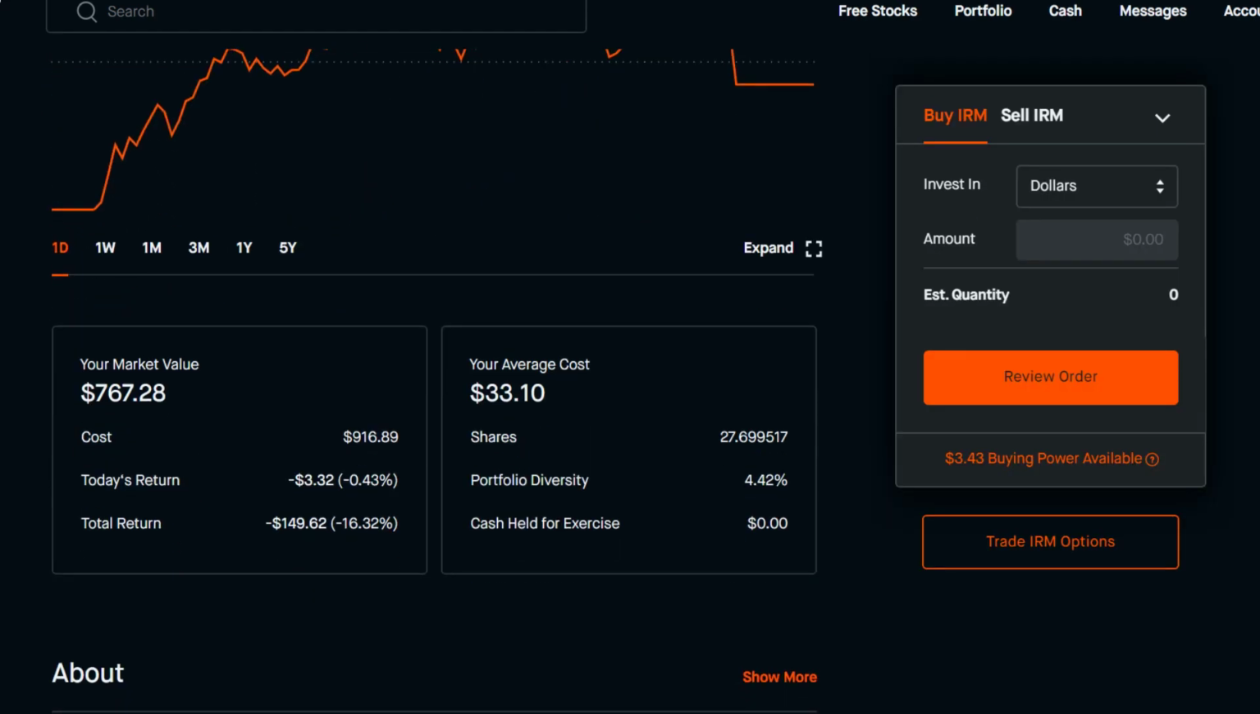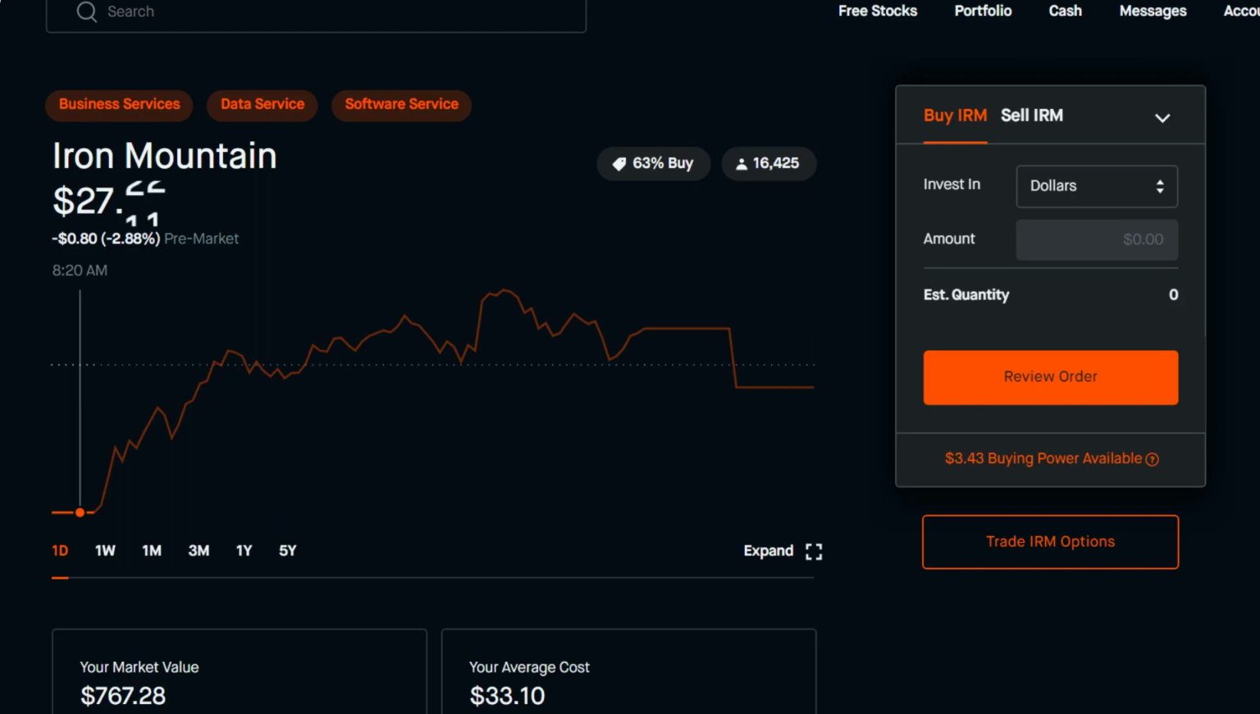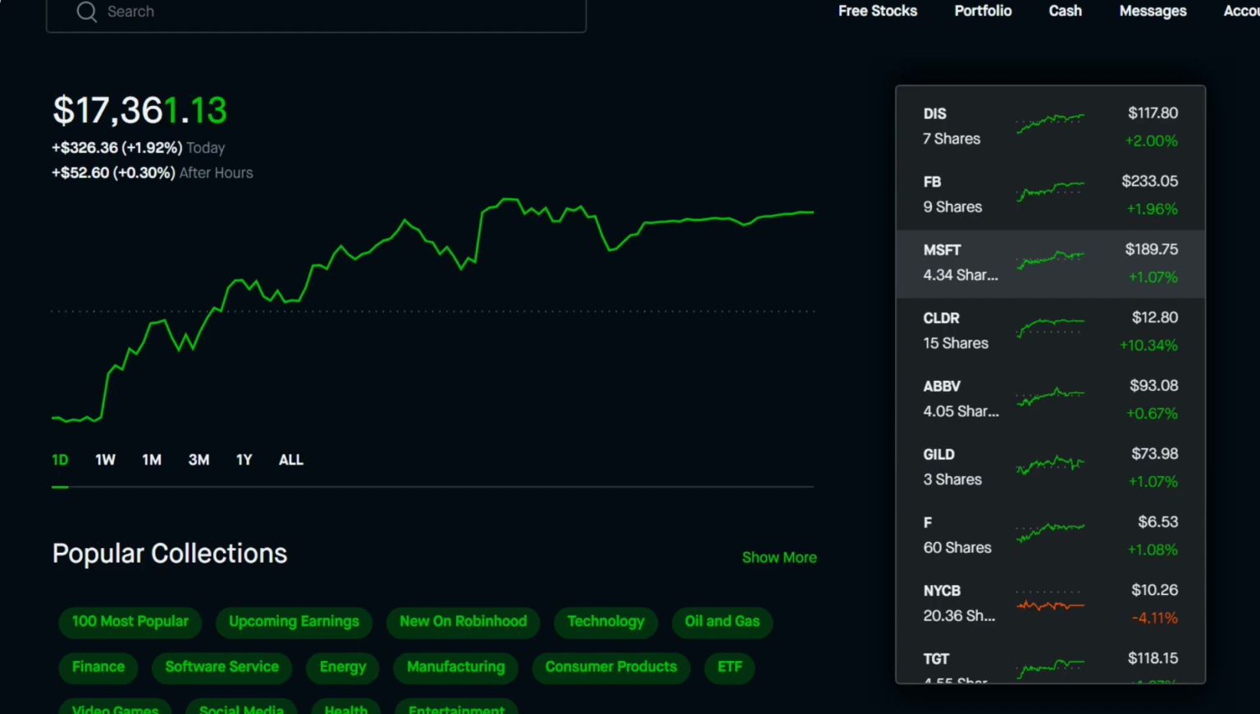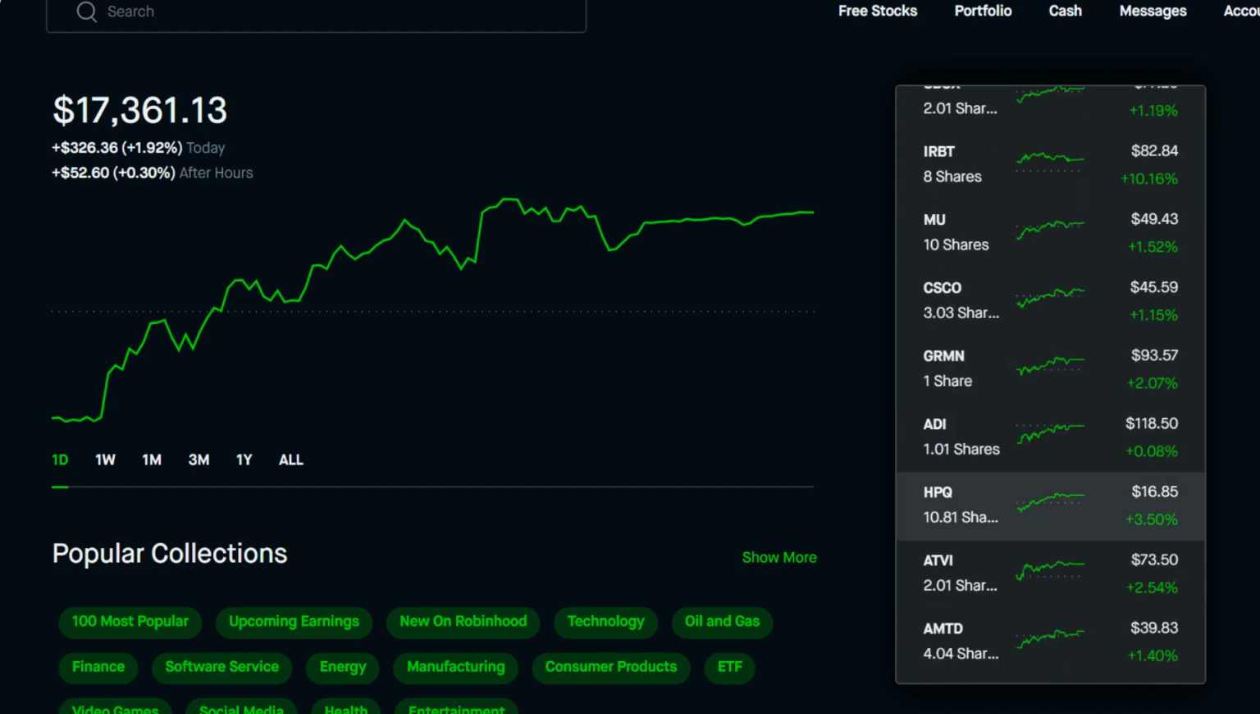After them, Iron Mountain, really my second favorite in this portfolio as far as our real estate investment trusts, $33.10 per share, 699 shares, 4.4% of the portfolio, down 149 or 16%. I plan on adding more of this one relatively soon. It's below cost basis, and I really believe in the long-term vision of this company, and they're still paying out dividend consistently.